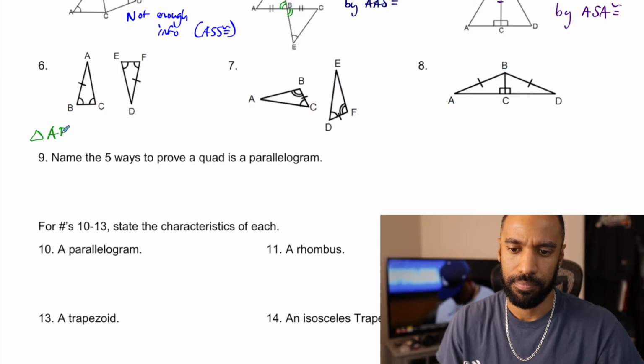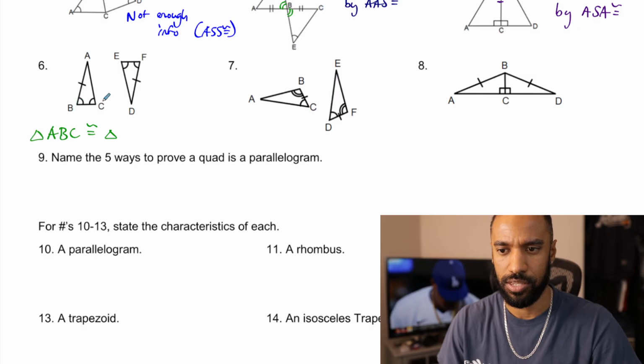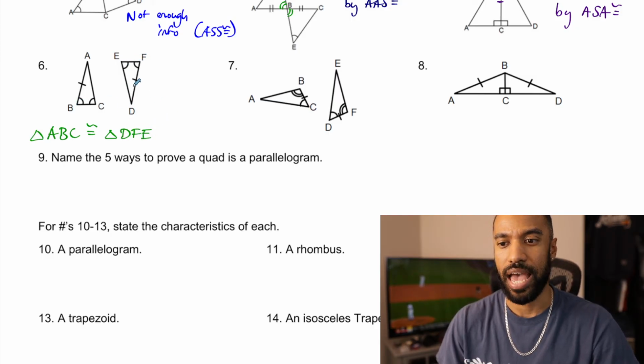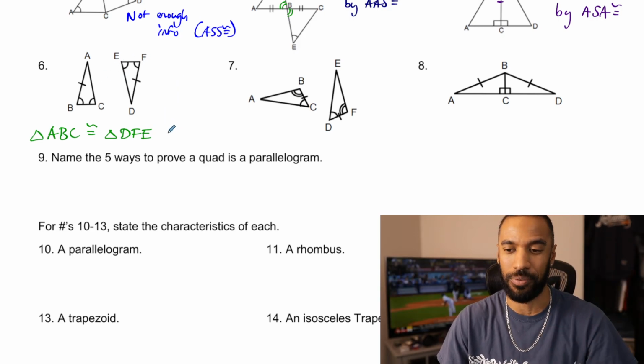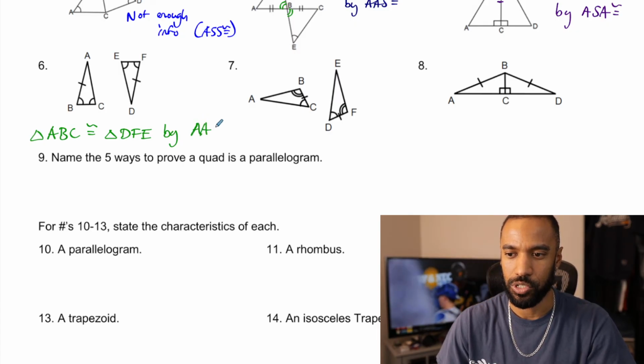But ABC is congruent to, is it DEF? Let's see, ABC with DFE. I suppose technically you could do DEF. You could find out that's congruent, and then you don't know what's necessary there. But I'm going to go with what's already marked, by angle, angle, side.